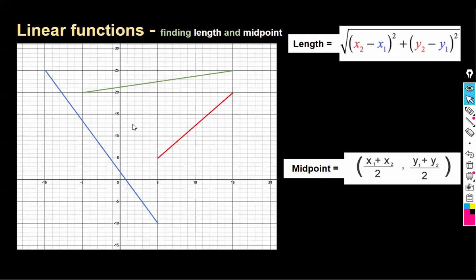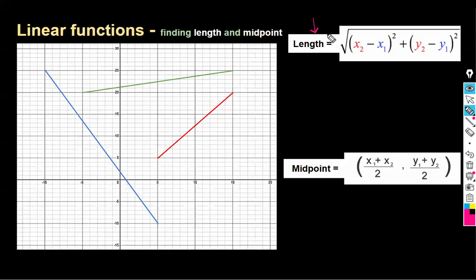And we're going to learn to find two things, well, one at a time. We're going to learn to find the length of a line and then the midpoint of a line. You see some scary looking formulas there, one for the length of a line and one for the midpoint of a line. Take down this formula. Let's do the length first.